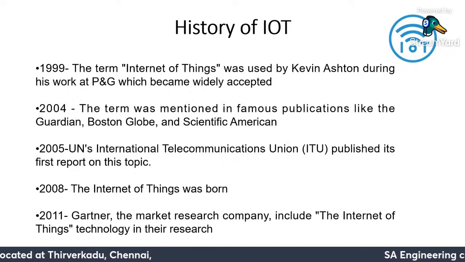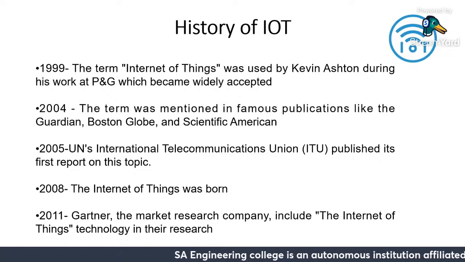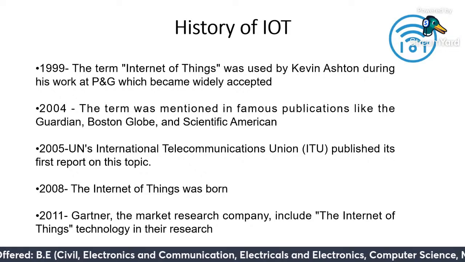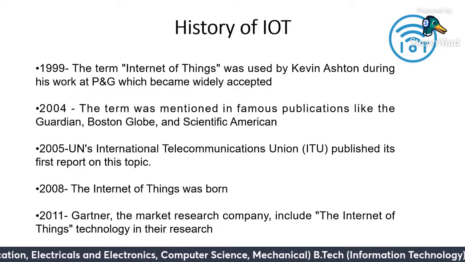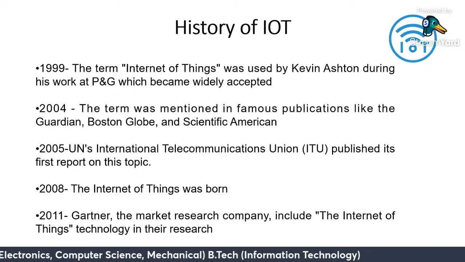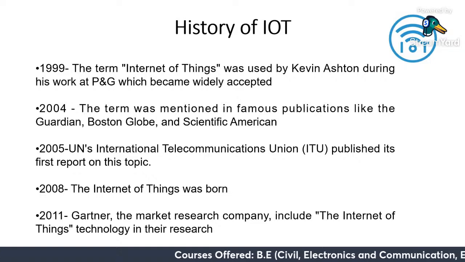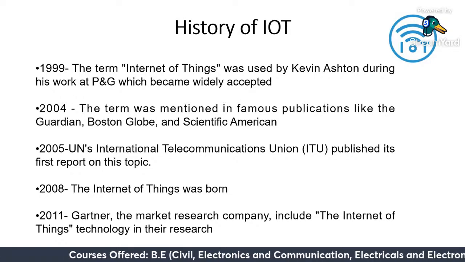The history of IoT. IoT was formed in 1999. The term Internet of Things was used by Kevin Ashton during his PG work, which was widely accepted around the world. In 2004, the term was mentioned in famous publications such as The Guardian, Boston Globe, and Scientific American, etc. In 2005, the UN recognized IoT and published the first report on this topic. In 2008, the Internet of Things was born. In 2011, a market research company included IoT technology in its research, so IoT developed from 1999 to 2011, and it has touched its peak right now.